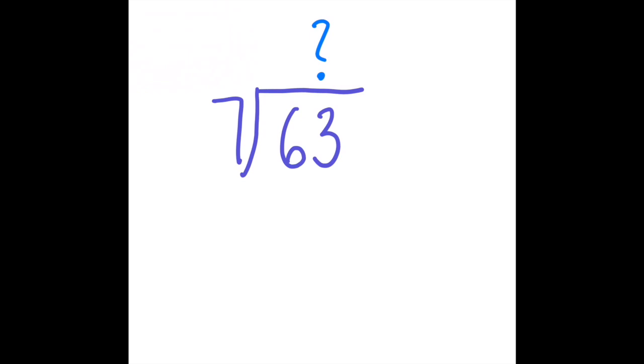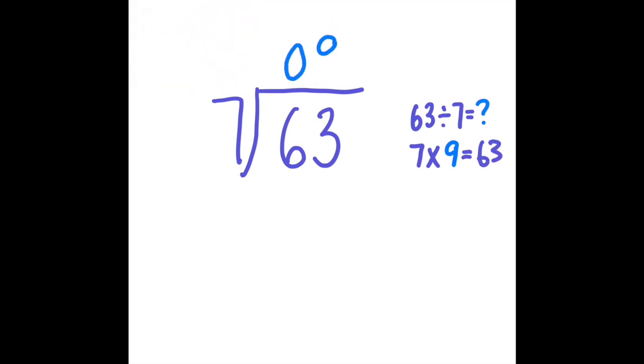So here we have, what is 63 divided by 7? Well, using our knowledge of multiplication, we know that 7 times 9 equals 63. So we're going to write 9 up here. Equals 63. So the answer goes here. So 7 times 9 equals 63. We're going to subtract, and you get a 0.